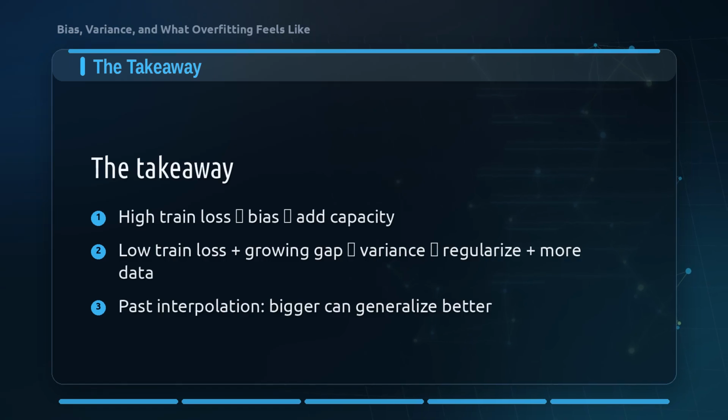So, to pull it together, bias is being too simple and consistently wrong. Variance is being too sensitive and scattered. The skill is reading which one you're fighting from the training and validation curves. A high training loss means bias: give it more power. A low training loss with a widening gap means variance: regularize and add data. And the modern twist: past the point a model can just fit the data, bigger can generalize better, not worse.